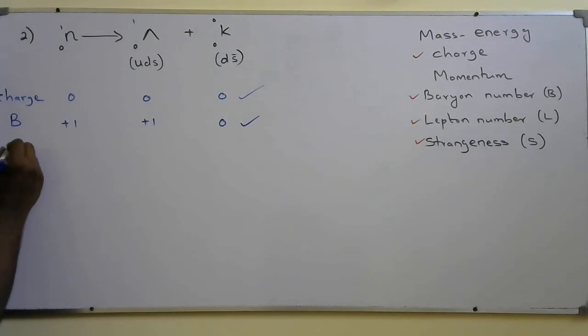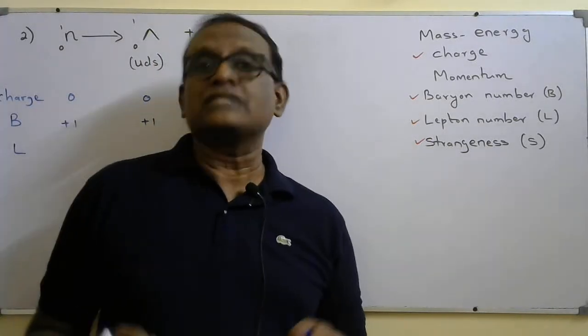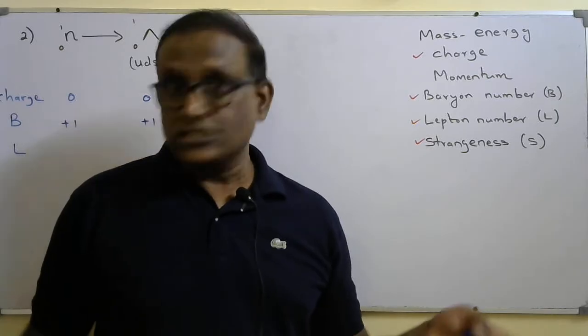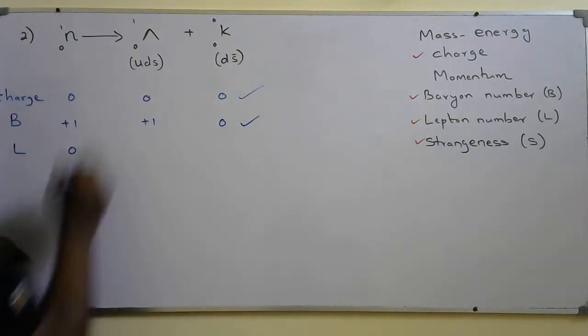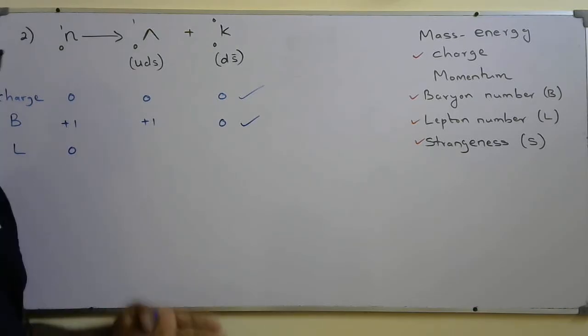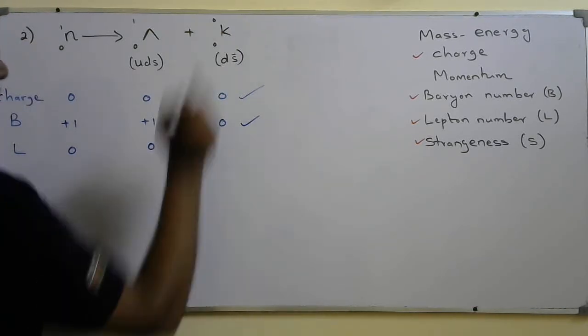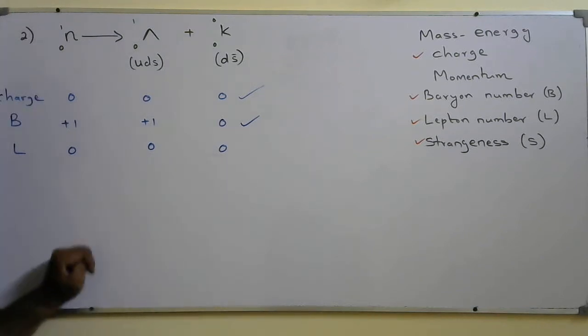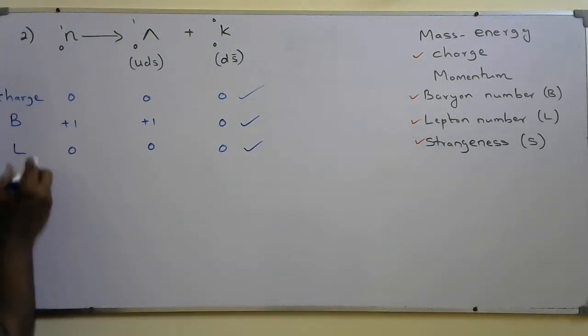Then lepton. Neutron is a hadron. Hadron means made of quarks, is it? So it has no lepton. So lepton number will be equal to 0. Lambda is also a hadron made of 3 quarks. So lepton number 0. Same way meson is also a hadron. Lepton number equals 0. So that is also conserved.